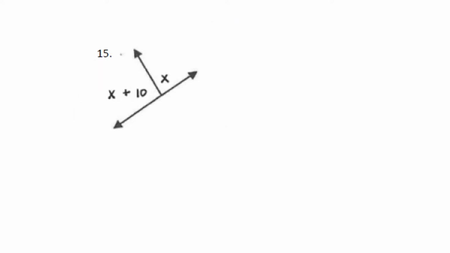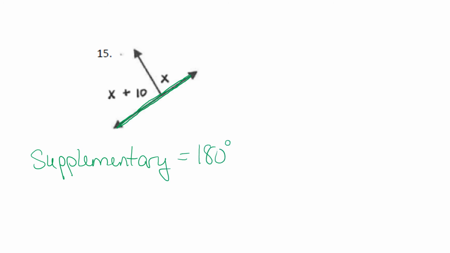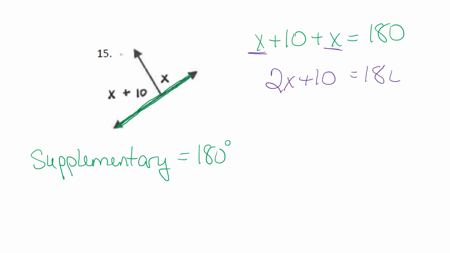Number 15, notice that your two angles here are on a straight line. They form that straight line or a straight angle. These are called supplementary. And we know that supplementary angles equal 180 degrees. So in order to find the value of x, I'm going to add my two angles together and set them equal to 180. So I'm going to combine my like terms. x plus x would be 2x plus 10 equals 180.